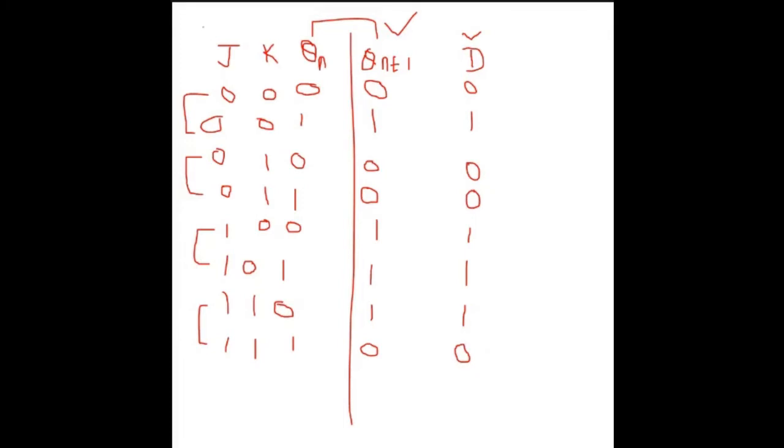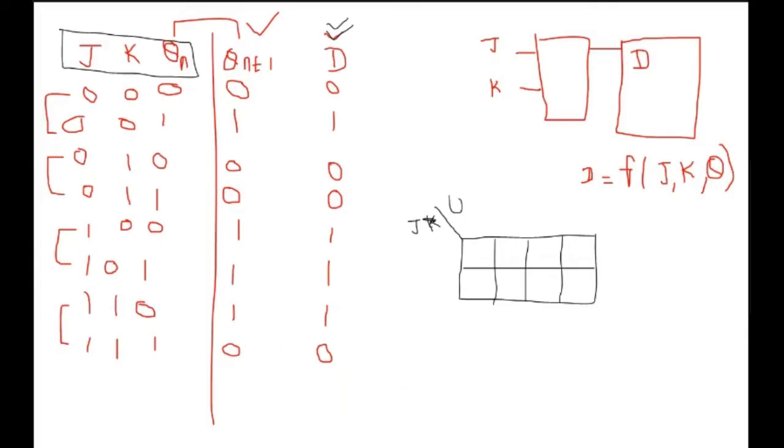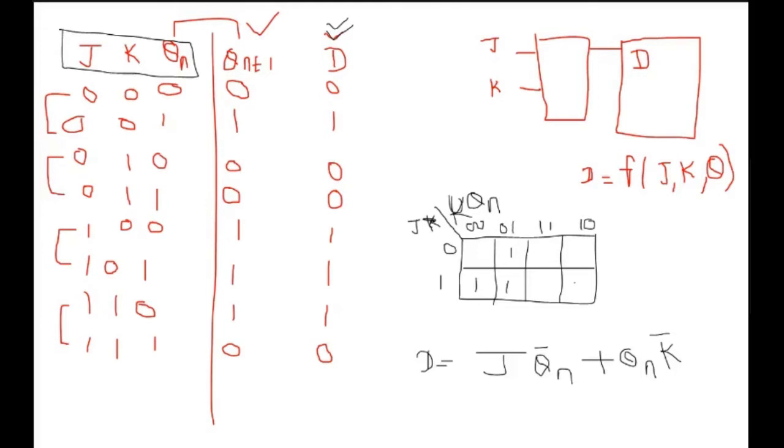Now I have three inputs J, K and Qn. Solve the K-map and find the expression of D in terms of J, K, Qn. So now these three will be inputs. Solve the three variable K-map for D and find the expression, what it will be. J, K, Qn. So J is 0, 1, Qn is 0, 0, 0, 1, 1, 1 and 1, 0. So this is 0, 1, 2, 3, 4, 5, 6.